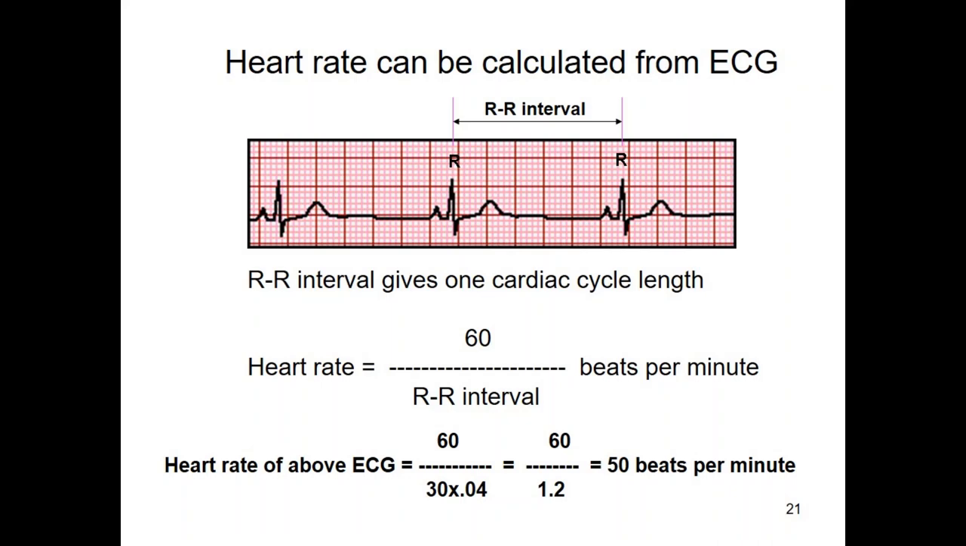Here the RR interval is 30 small squares, or 6 large squares, 6 times 5 is 30. Small squares times 0.04 seconds gives 1.2 seconds, so the duration of the cardiac cycle is 1.2 seconds. For every 1.2 seconds, there is one cycle. How many cycles are there in 60 seconds? 60 divided by 1.2 is 50 beats per minute. This is how you calculate the heart rate.